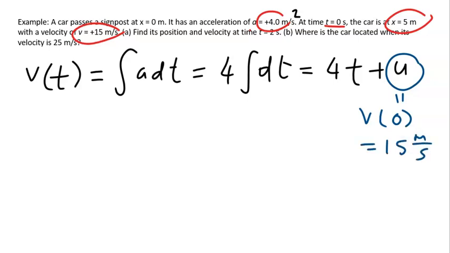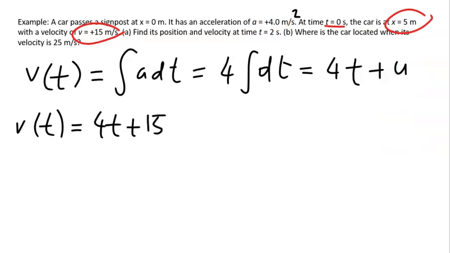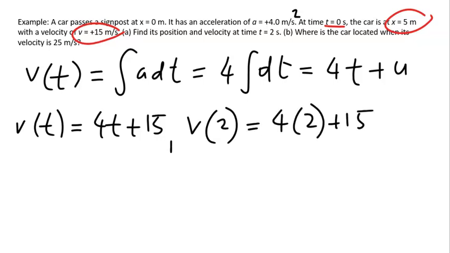So we have a complete equation then for the velocity. So v(t) equals 4t plus 15. So we can proceed to determine the velocity at t equals 2. That is quite simply v at 2 seconds, which is 4 times 2 plus 15, 23 meters per second. So that is the answer to the question of what is the velocity at t equals 2 seconds. Now what about position?